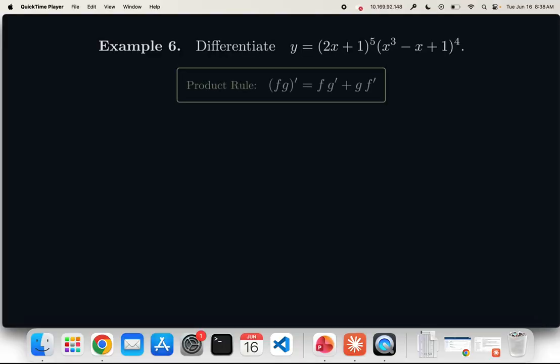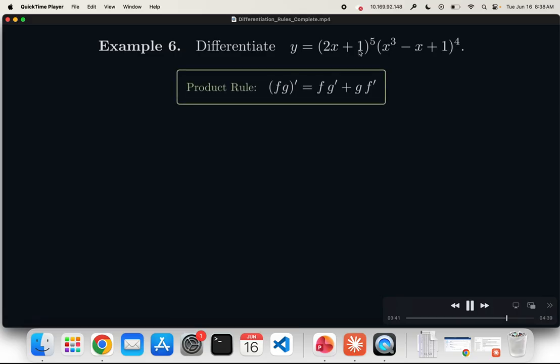Okay, here's another one. This one is a little bit more complicated. Notice that it has the product rule. There's a product, and then within the product, there's also the power chain rule. Again, make sure you remember the product rule: keep the first the same, differentiate the second, plus keep the second the same, differentiate the first.